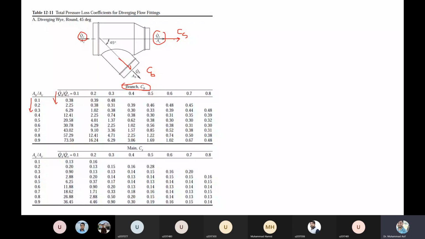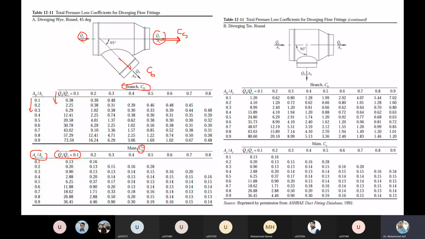Similarly, if you want to get the value for the main supply duct instead of the branch duct, again you need to know the ratio of the area and the ratio of the flow rate. Then you can have the value of the friction coefficient. Similarly for the T as well, the same formula applies. You need to know two parameters, one for the main supply duct and another for the branch duct. For the main supply duct you need the ratio of the flow rate as well as the ratio of the areas. Then you can have the friction coefficient. Similarly for the branch.